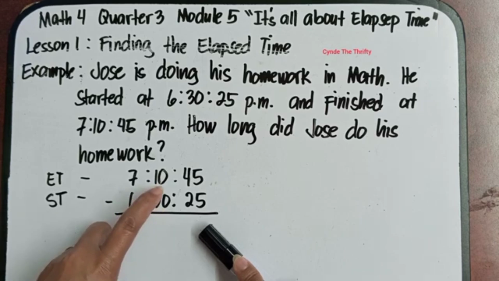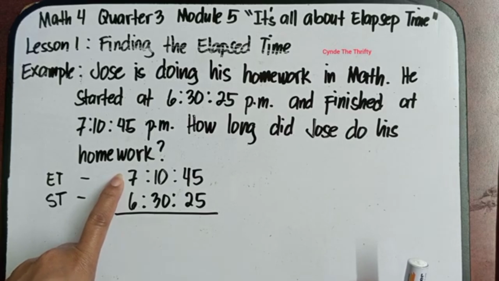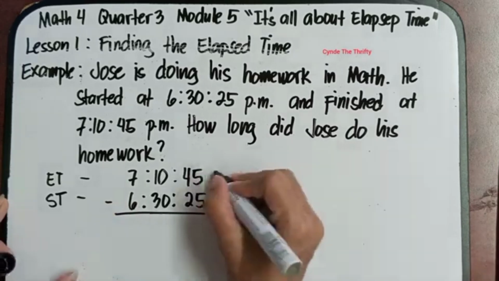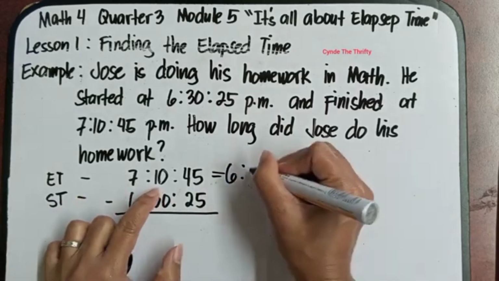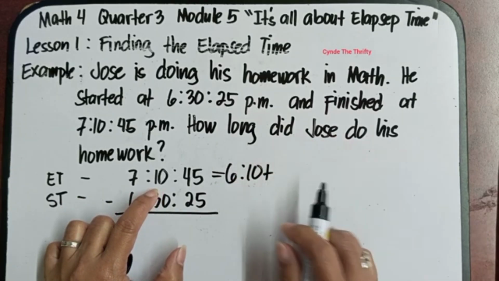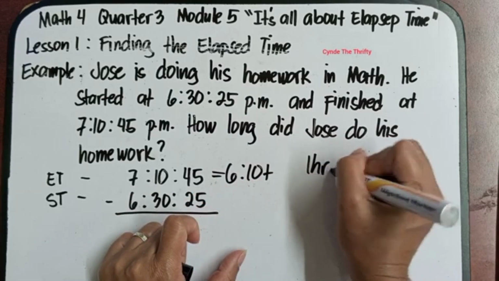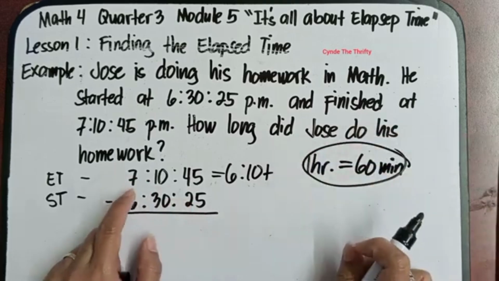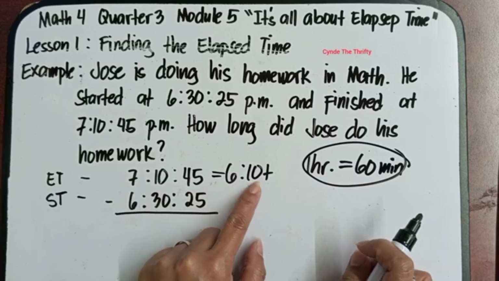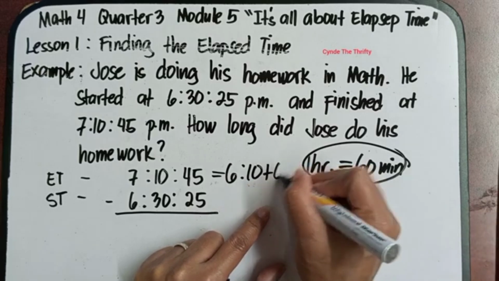So, ang gagawin natin is mag-borrow muna tayo ng 1 hour kay 7 hours. So, mag-borrow tayo ng 1 hour dito kay 7 hours. So, ang mangyayari is, si 7 hours is magiging 6 hours. Pagkatapos ang ating 10 minutes is i-add natin ang i-convert natin ang ating 1 hour into minutes. So, alam naman natin na ang ating 1 hour is equal to 60 minutes. So, ang naborrow natin na 1 hour dito kay 7, i-add natin dito kay 10 minutes. So, ang i-add natin is hindi 1, kundi 60 minutes. So, plus 60 tayo dito.